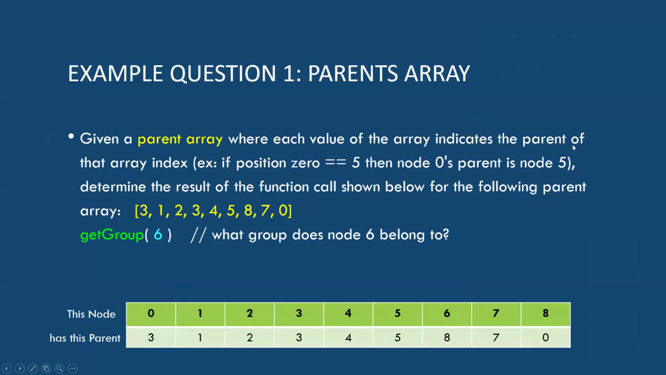So here's a typical question, right? Given the parent array, where each value in the array indicates the parent of the index, determine the result of the function call shown below for the following parent. So here's our array right down here, get group of 6. If we were going to get the group of 6, it's just kind of like that reverse path class. We're going to walk backwards from vertex 6. 6 goes to 8, 8 goes to 0, 0 goes to 3, and 3 stops at itself. So that's the top of the chain, okay? So the group that 6 belongs to is 3, okay?